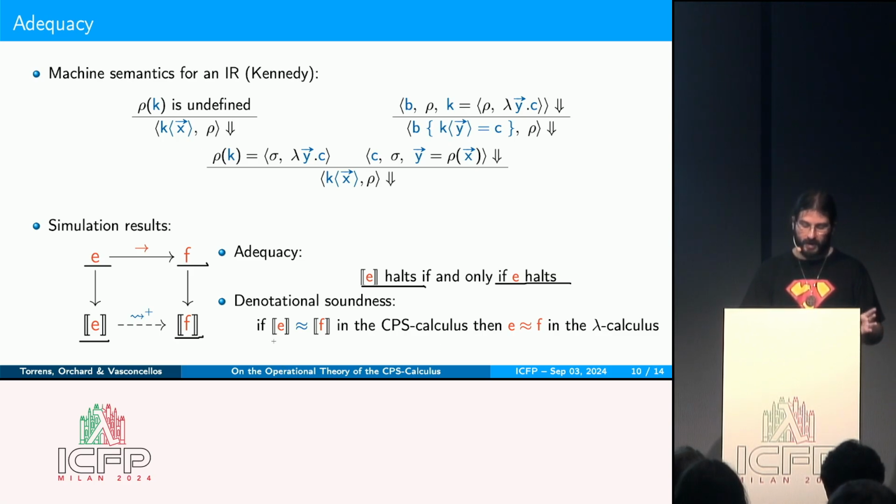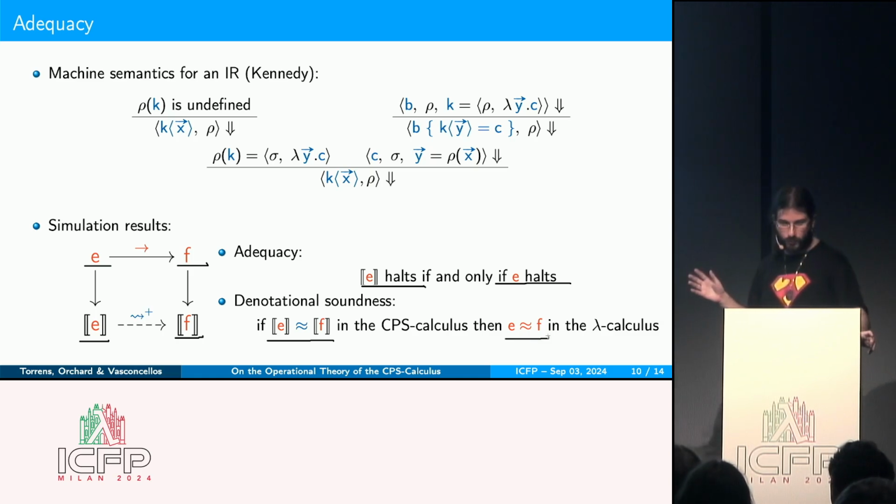And so we also have denotational soundness: the two compilations are equal only if their original results are equal, which is a result we managed to use to actually prove some optimizations correct. For example, the quantification optimization that's used to avoid allocation of closures during runtime, as proposed by Kennedy as well. We managed to give a very short proof of correctness for that using the equational theory of the CPS calculus.